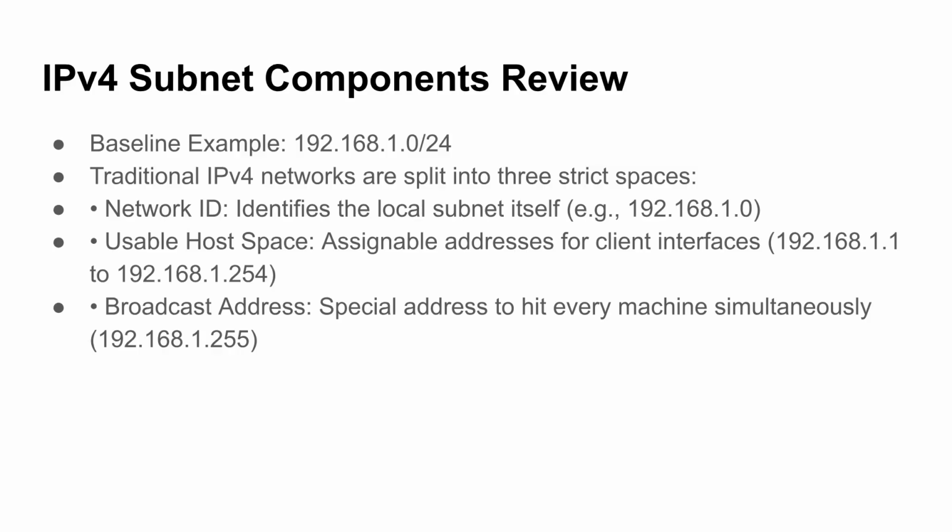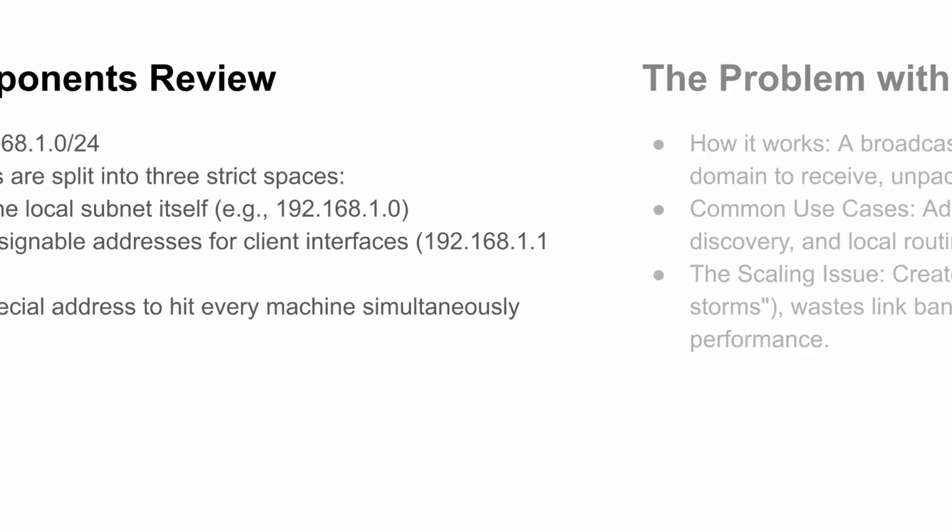An IPv4 subnet, like 192.168.1.0/24, is divided into a network ID to identify the subnet, a usable host space for individual devices, and a broadcast address used to communicate with every device on that segment simultaneously.